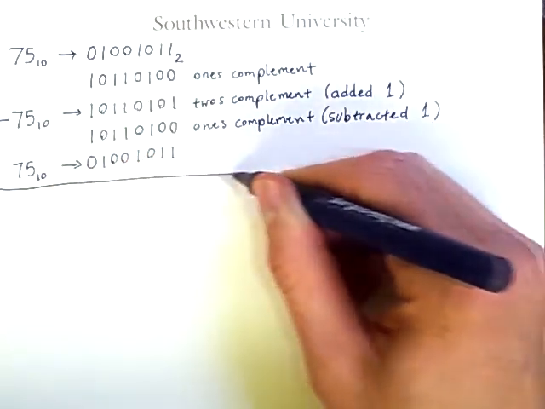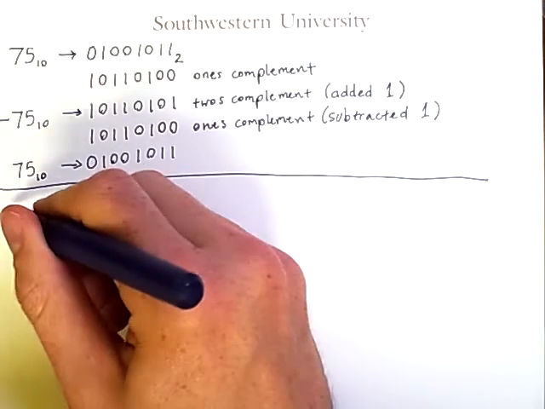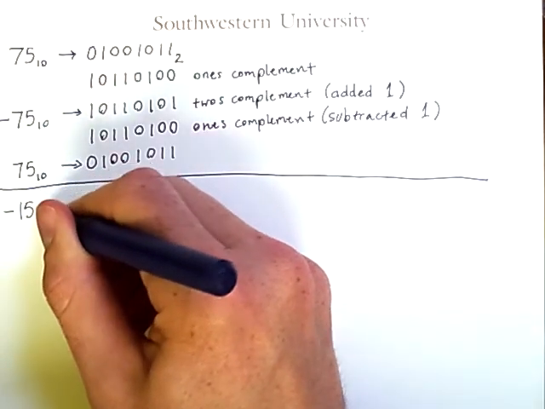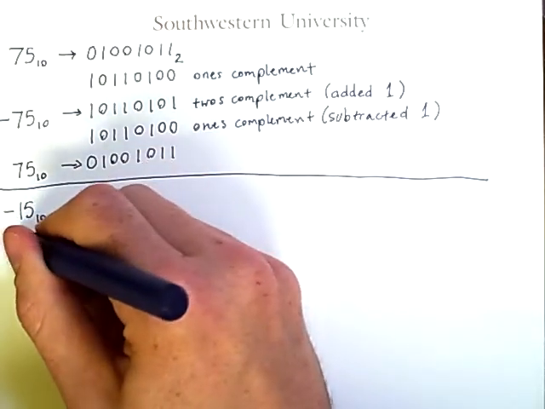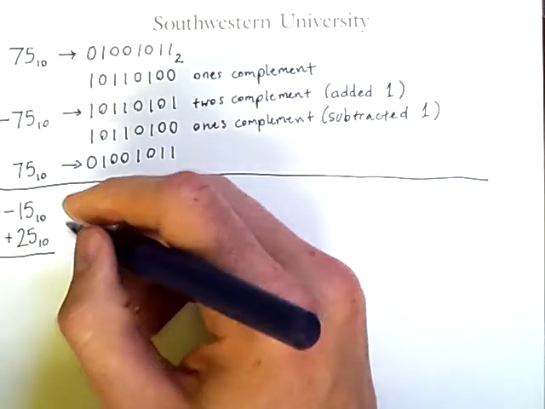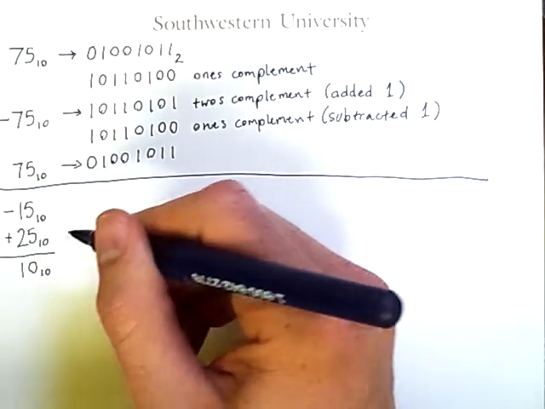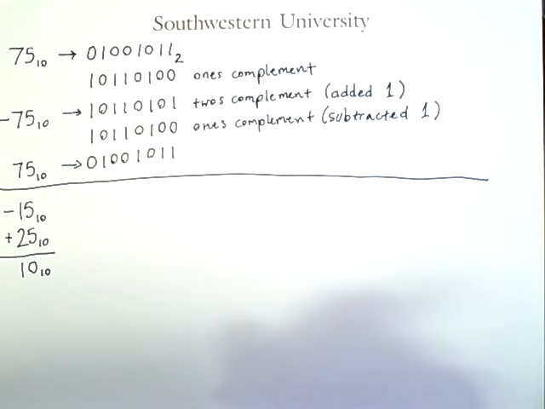Another important operation with 2's complement that you must know how to do is basic arithmetic. Now, if 2 numbers are positive, then adding them is the same as regular binary arithmetic. But what if 1 or 2 are negative? Let's consider negative 15 in decimal, plus 25. Now we know that the answer to this is 10. But let's see how this works out when using 2's complement number representations.